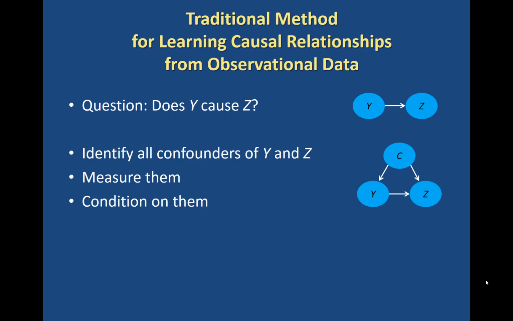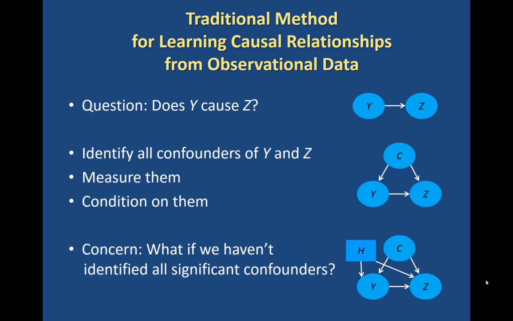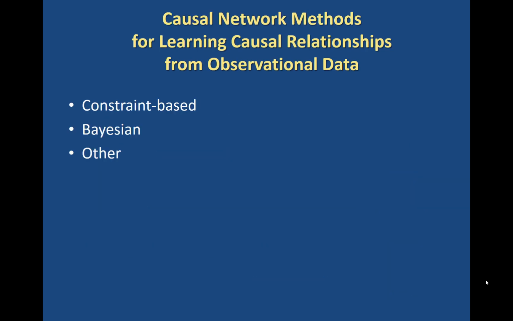A concern with this approach, however, is what if we haven't measured all of the confounders of Y and Z? That is, there's some hidden confounders, and here those are being represented by the variable H. In general, there could be many such hidden confounders. So I'm going to talk about some methods that address this problem and more general types of problems when there can be hidden confounders that we would like to be aware of and have the methodology control for.